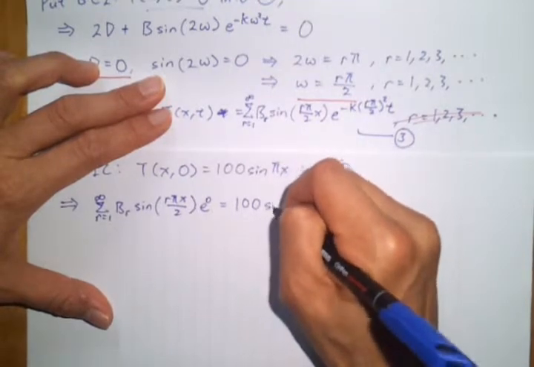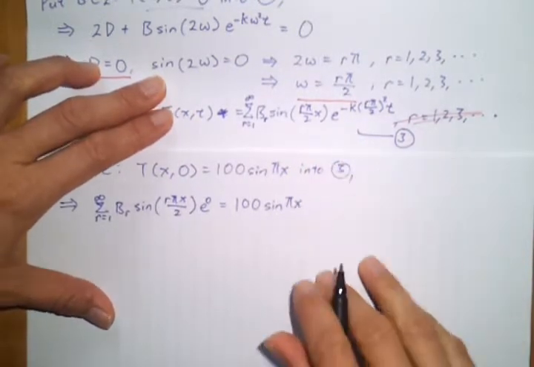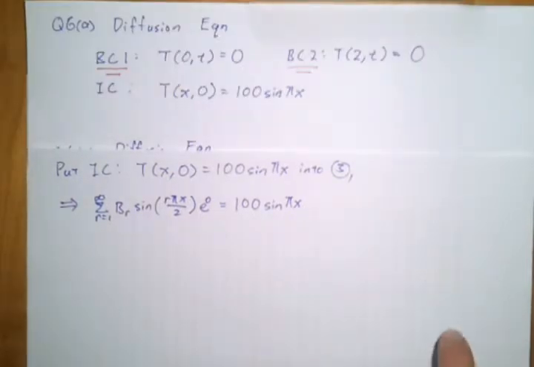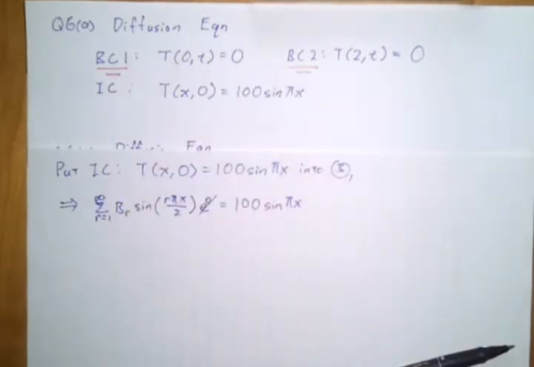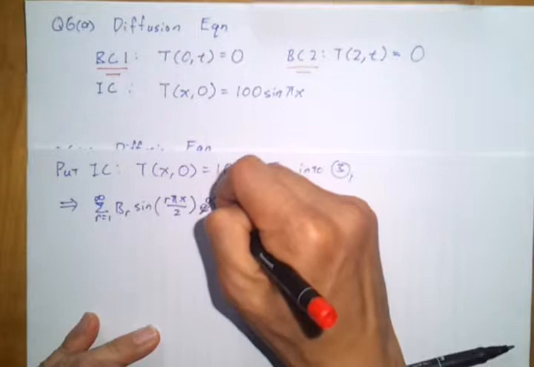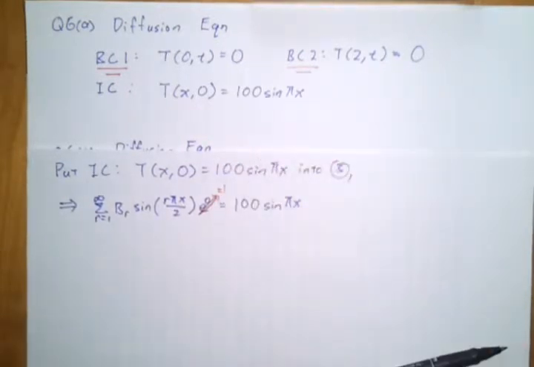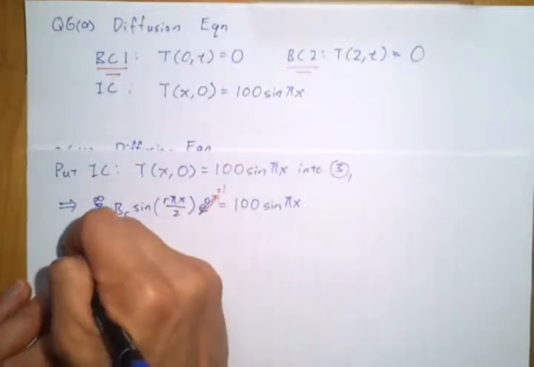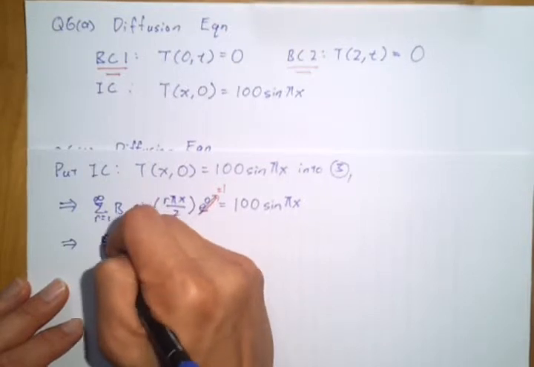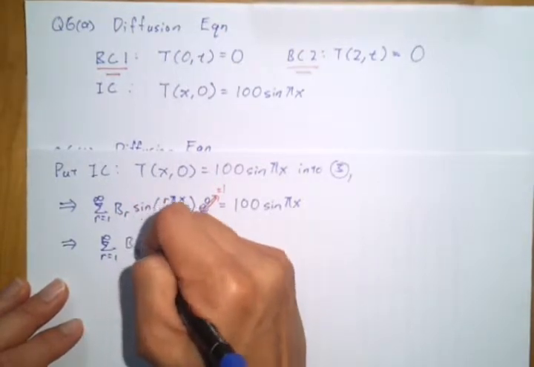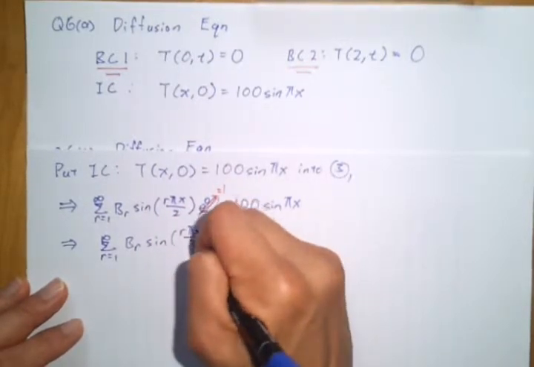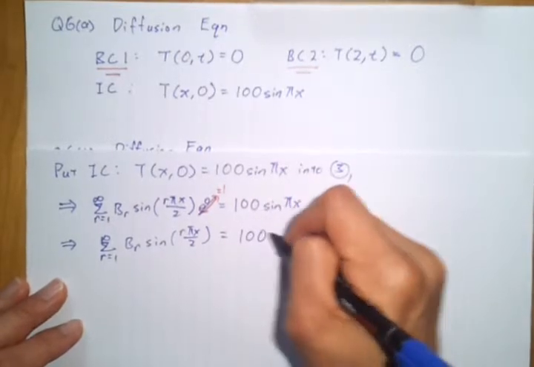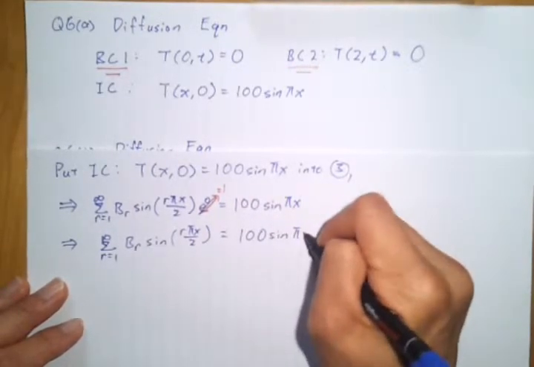Okay, so e to the power 0 is simply equal to 1. Let me use red. This is just equal to 1. If it's equal to 1, then basically you can see that this is just a sine series expansion of the function sine pi x.